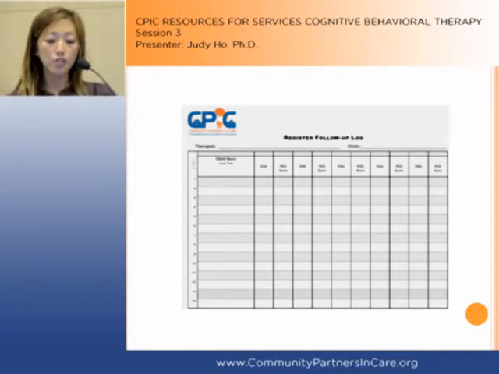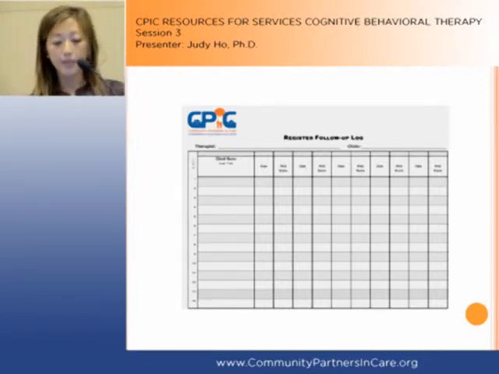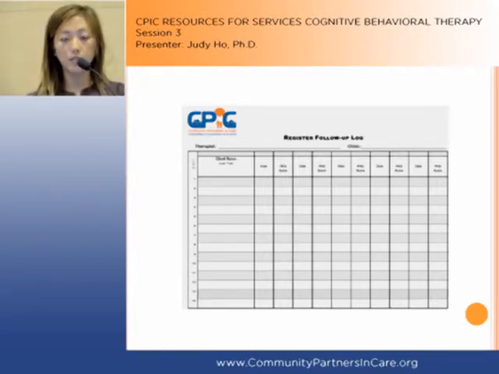Form J is a register follow-up log. And this is a very simple form that just gives space for the client's name, date, and the PHQ-9 score. And you do this for all of your clients on this one summary sheet.